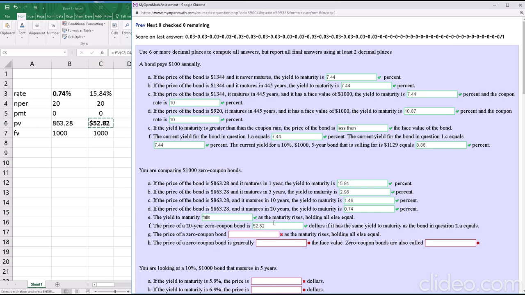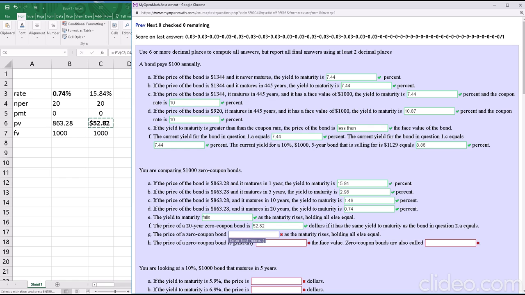Okay. So here the price is 863 when the yield to maturity is 15.84, right? When it's 1 year to maturity, the price is quite large, right? I'm going to get the $1,000 in 1 year. I'm going to pay a lot of money to get $1,000 in 1 year, right? If I got to wait 20 years, I'm only willing to pay like $52.82, right?